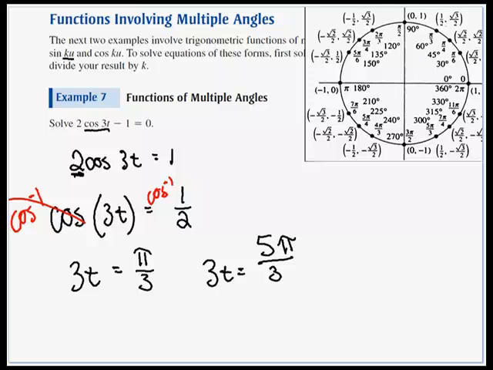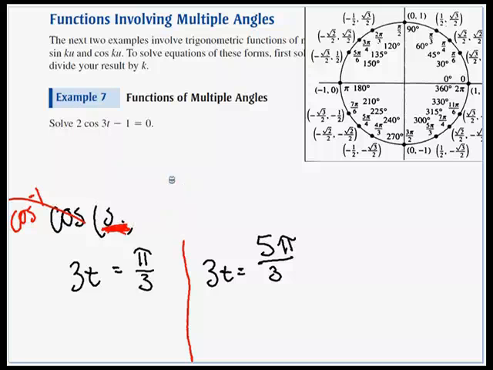So then I broke this into 2 pieces here. Where does cos inverse equal 1/2? Well, it happens at 1/3 pi. So we have 3t equal to that solution, 1/3 pi. And then we also have another solution at 5/3 pi. So we set this same multiple angle, 3t, equal to that 5/3 pi. Ooh, and I don't like the look of that 3.